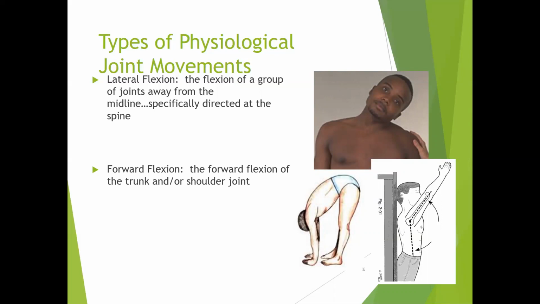Then forward flexion is where you take your face down towards your feet. So think about hinging at the waist, forward fold. This happens again at the shoulder joint as well, as you move your arm up and down.